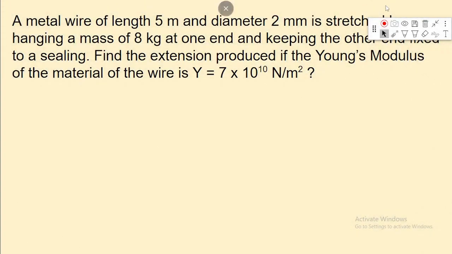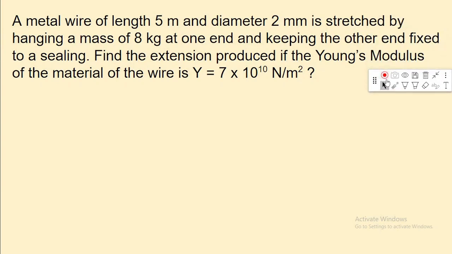Dear students, in this session we can discuss some problems related to elasticity. The first one: a metal wire of length 5 meter and a diameter 2 millimeter is stretched by hanging a mass of 8 kilogram at one end and keeping the other end fixed to a ceiling. Find the extension produced if the Young's modulus of the material of the wire, capital Y, is equal to 7 into 10 raised to 10 Newton per meter square.